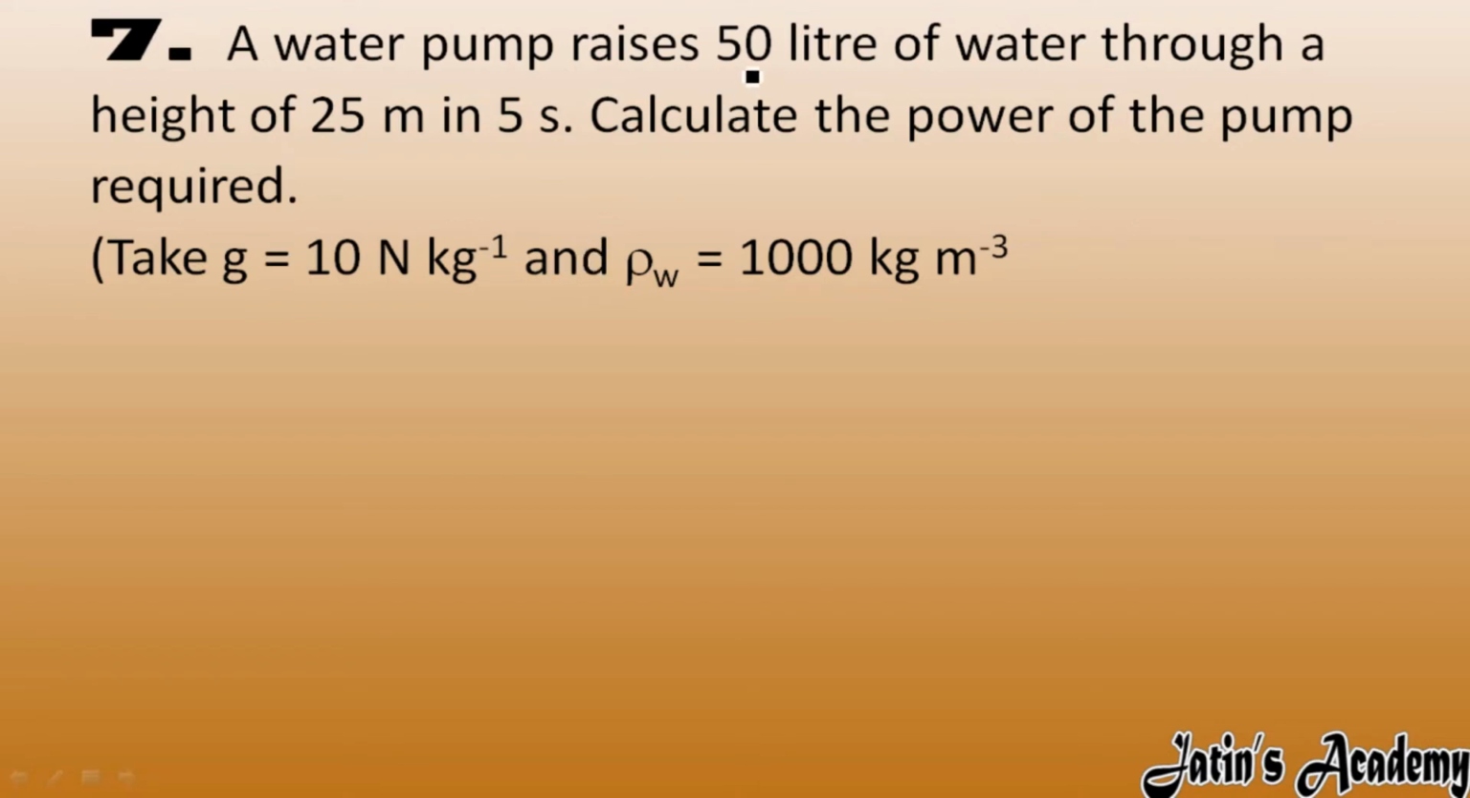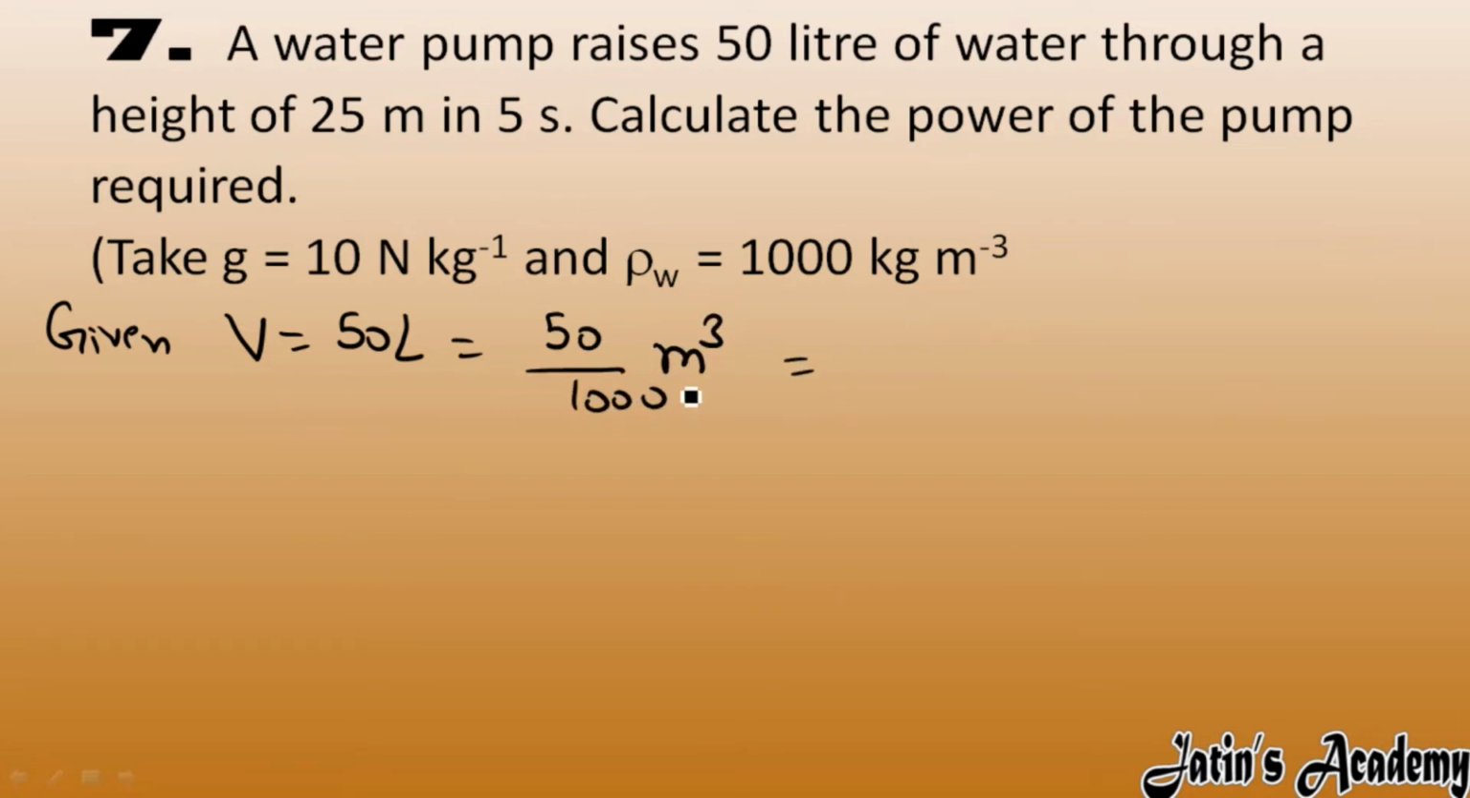What are the given quantities? Carefully see. Volume of water we have 50 liter. In order to convert 50 liter into an SI unit, just divide it by 1000, so you will get the answer in meter cube. So we got 5 by 100 meter cube as the volume.